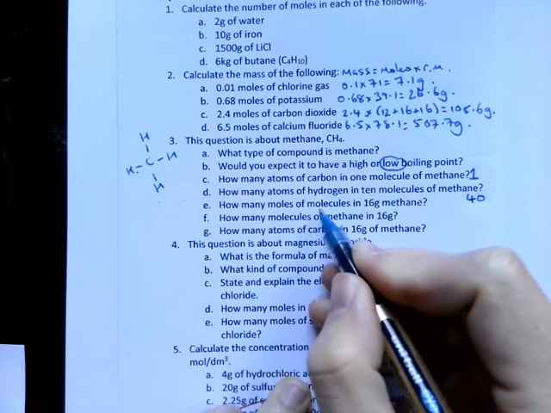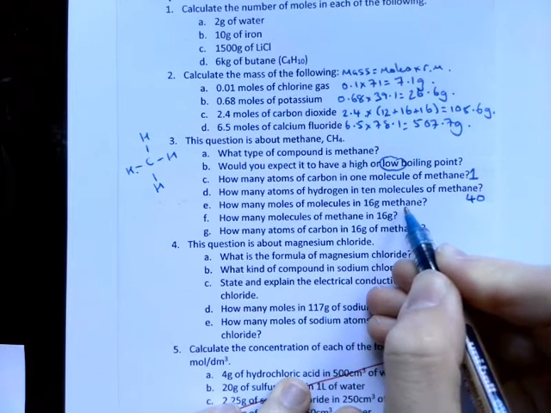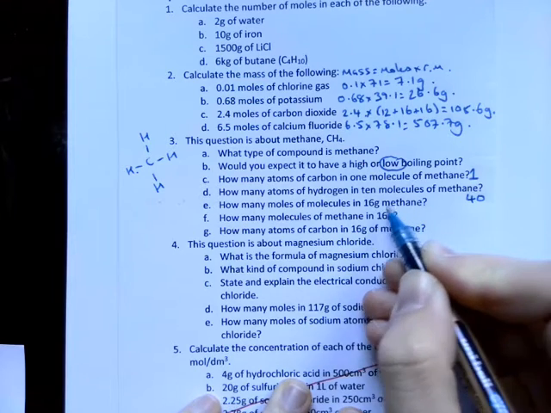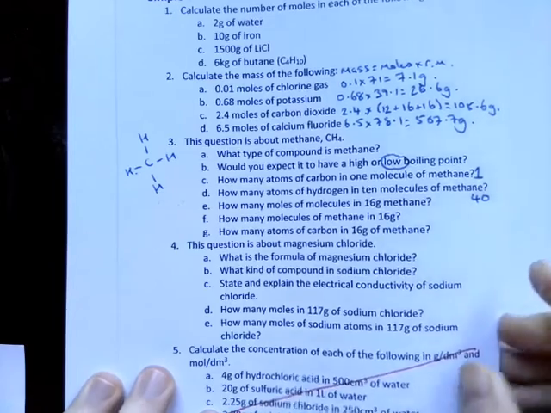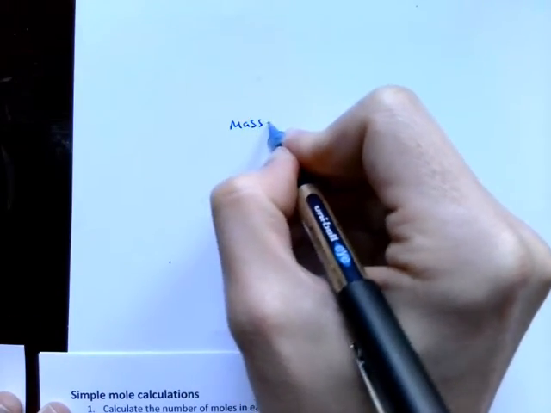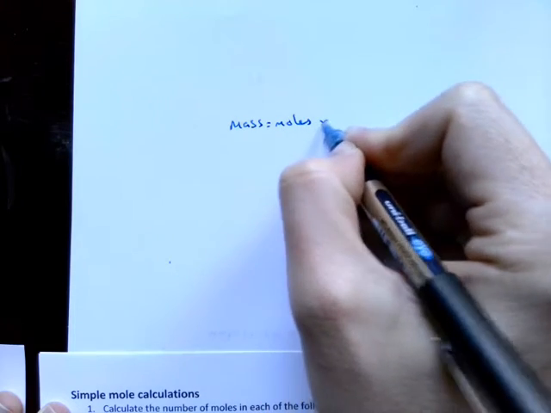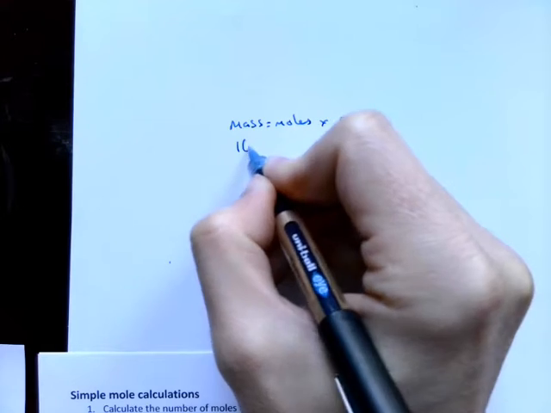How many moles of molecules in 16 grams of methane? I'm just asking you to work out the number of moles. It's a simple calculation. Mass equals moles times our relative mass. The mass we were given in the question is 16.